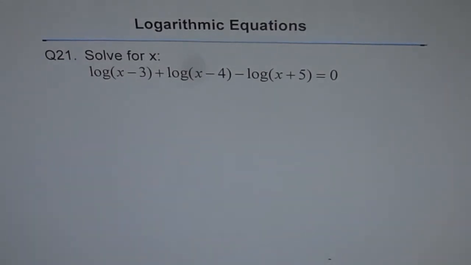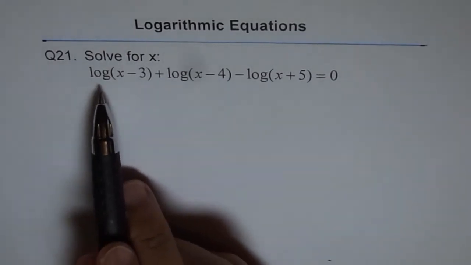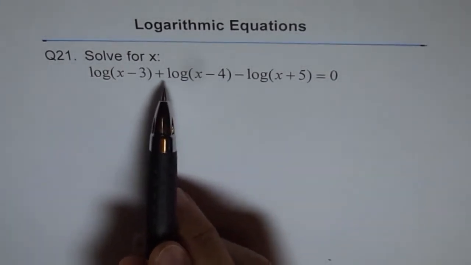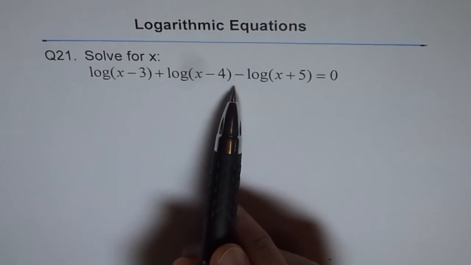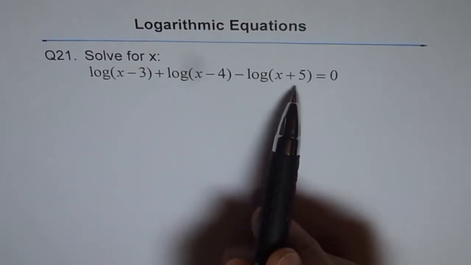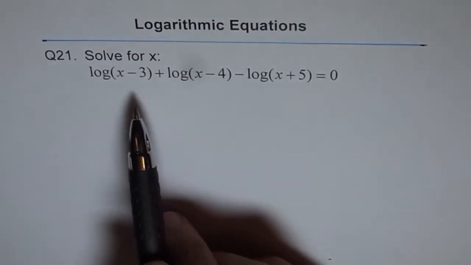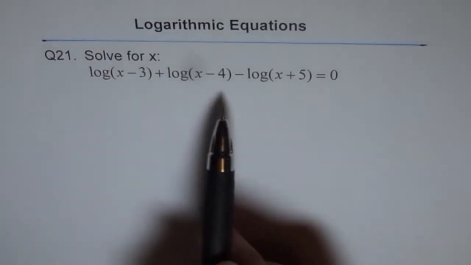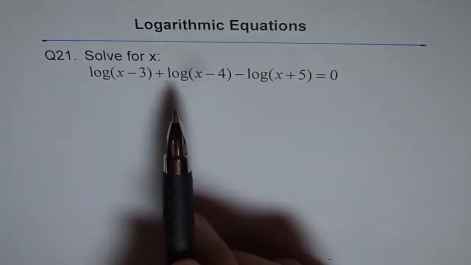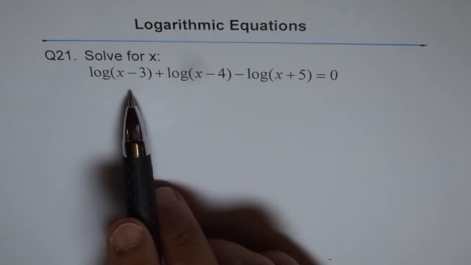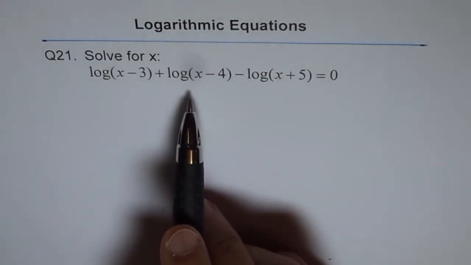Logarithmic equations, question 21. Solve for x. Now here, log of (x - 3) plus log (x - 4) minus log (x + 5) equals 0. Now as you can see, they all have the same base, and the base is 10. Now we can always apply the product and the quotient rule for the log.